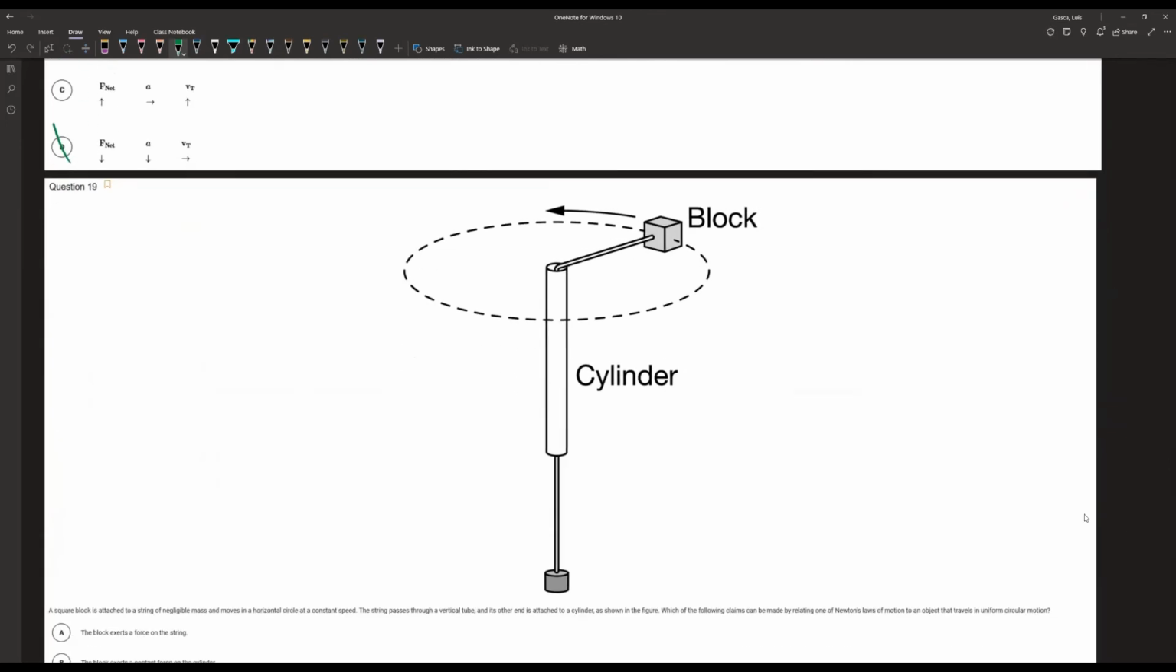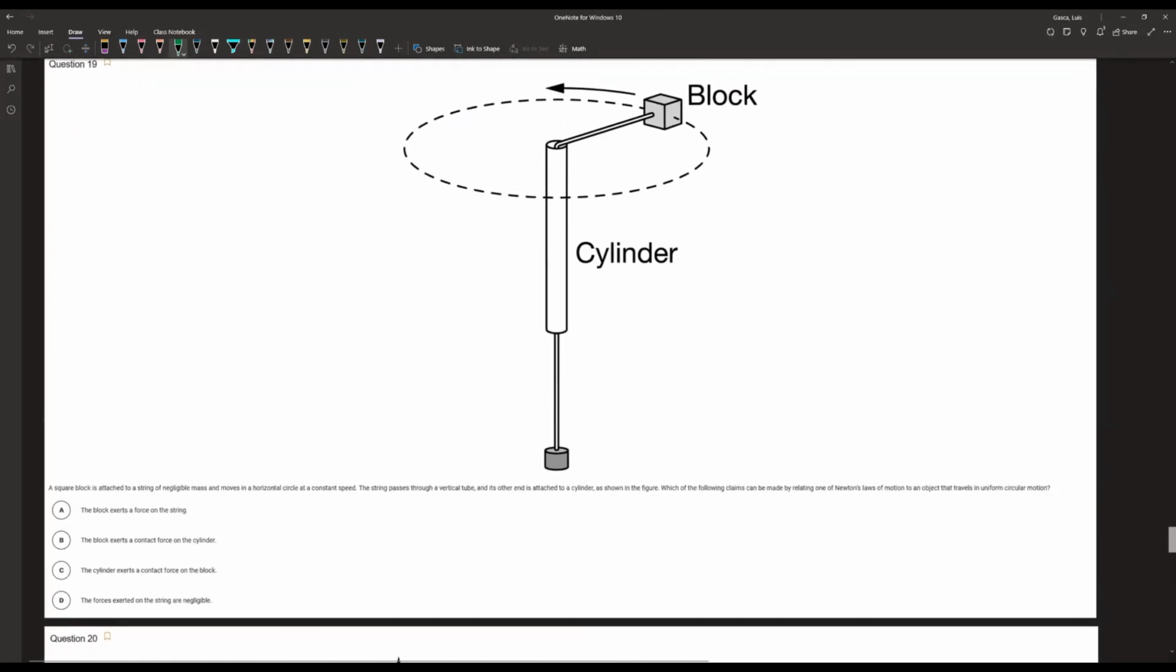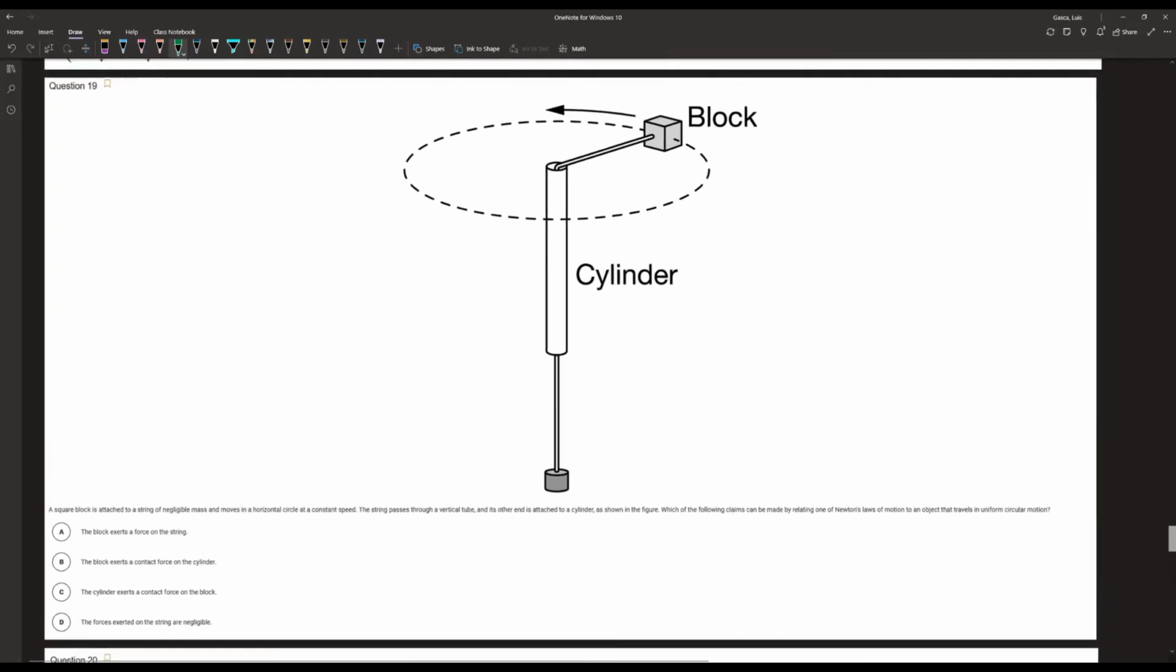Here's a block with a string attached to it, and that string is going to pass through a little tube, and it's going to have a mass at the other end. A square block is attached to a string of negligible mass and moves in a horizontal circle at constant speed. The string passes through a vertical tube, and its other end is attached to a cylinder as shown in the figure. Which of the following claims can be made by relating one of Newton's laws of motion to an object that travels in uniform circular motion?